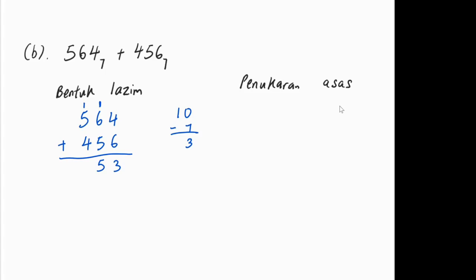Dan sekali lagi kita tambah 6 tambah 4. Jadi sekali lagi dapat 10. Tapi kita bukan tulis 10. Kita akan tuliskan 3 dan 1 ke depan. Jadi itulah jawapannya, 1353 asas 7. Dan kita boleh gunakan penukaran asas ini untuk membuktikan jawapan kita, iaitu tukar dulu kepada asas 10.